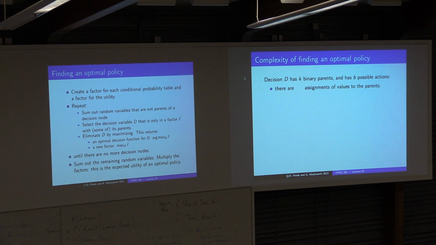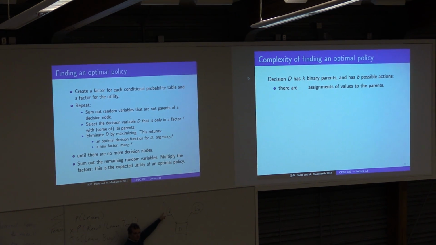So first of all, let's look at the complexity of this algorithm. We have a decision D that has k binary parents. So we have a decision node, D, and it has parents V1 up to Vk. The question is, how many assignments of values to the parents are there? And each of these is binary.